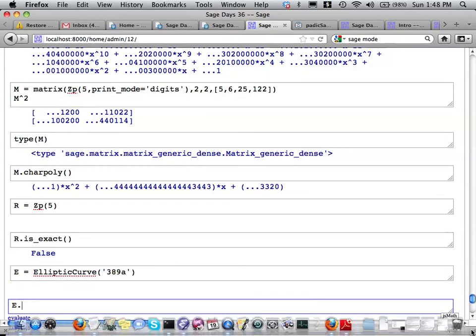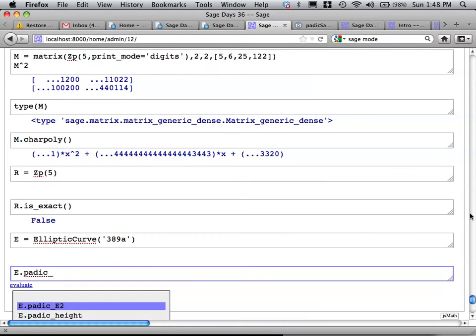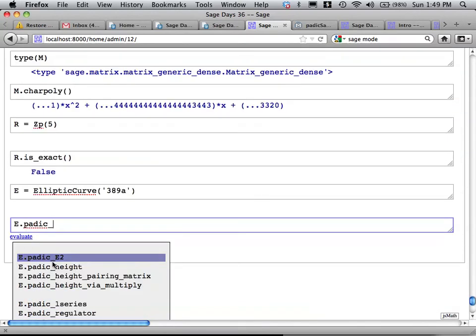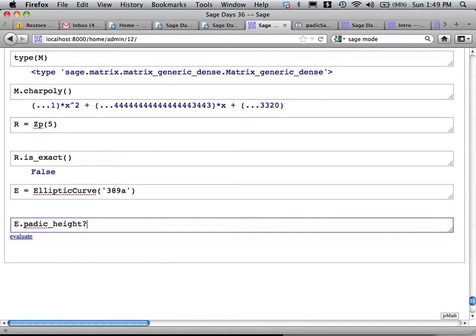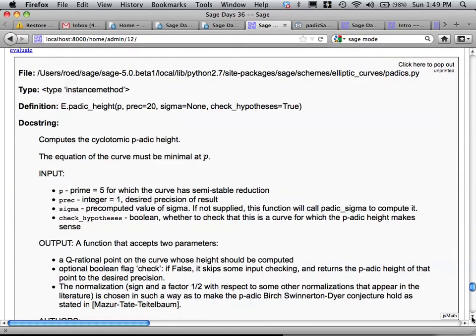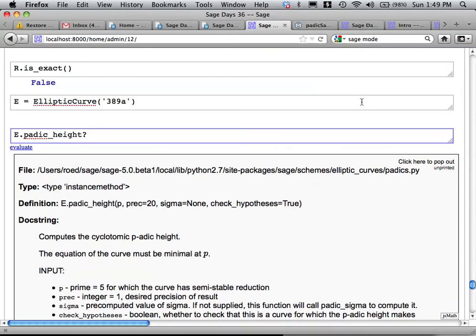One kind of computation that people can do is p-adic heights and p-adic L series for elliptic curves. Let's look at the documentation for p-adic height. This is the cyclotomic p-adic height. You take some curve and ask for a prime and a precision, and it gives you a function which computes heights of points. So let's say f equals p-adic height of 5.